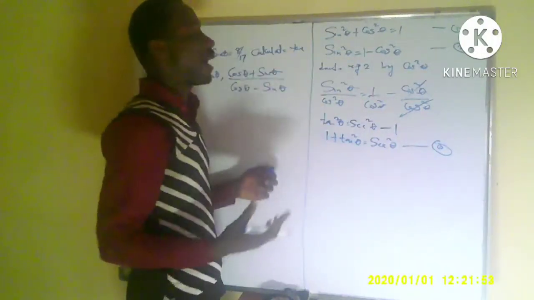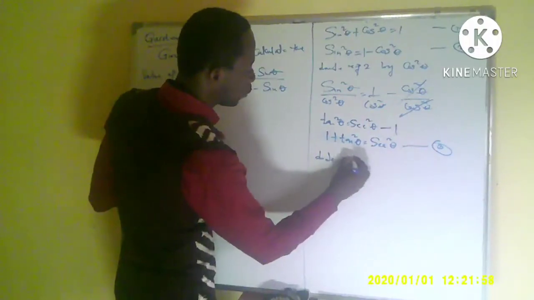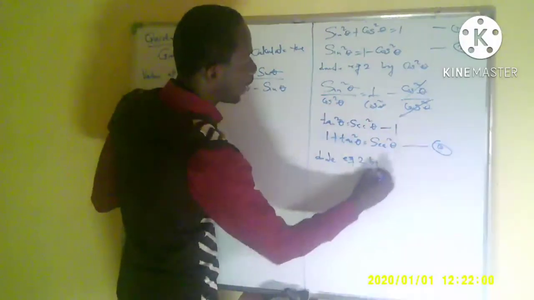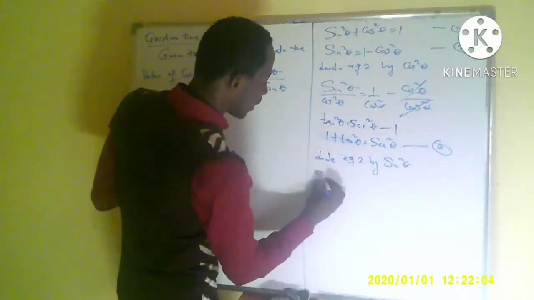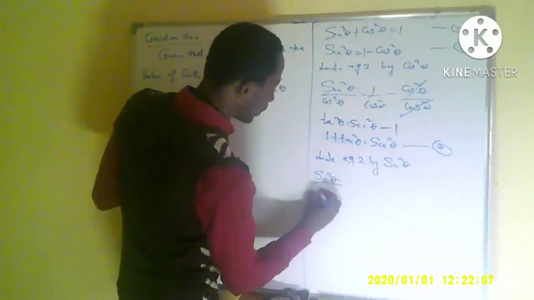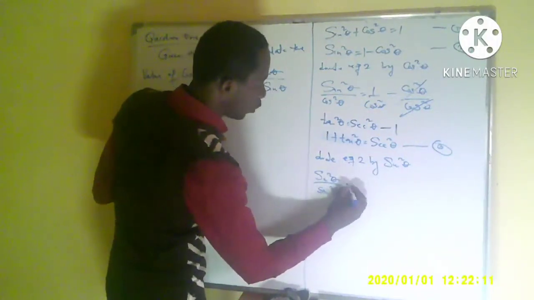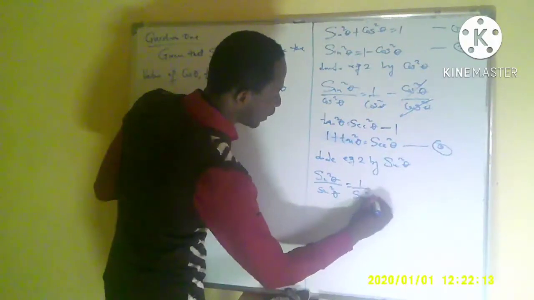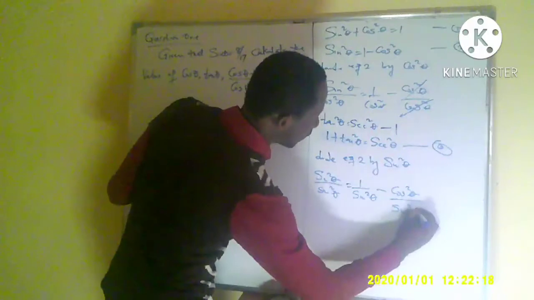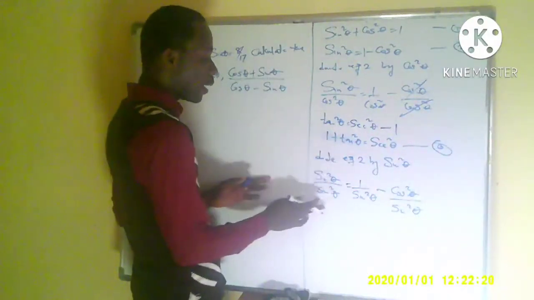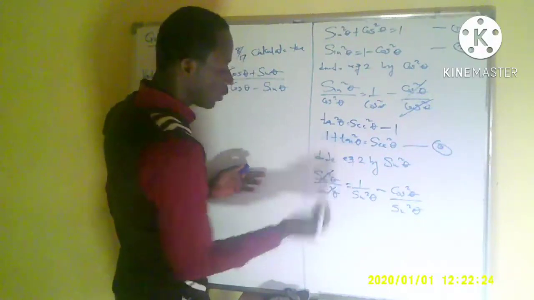Let's assume I want to divide it by sin square theta now. Divide equation 2 by sin square theta. So it's going to be sin square theta over sin square theta is equal to 1 over sin square theta minus cos square theta over sin square theta. So what do you see? Sin square theta over sin square theta now gives us 1. Yes, this one cancels this to give us 1.